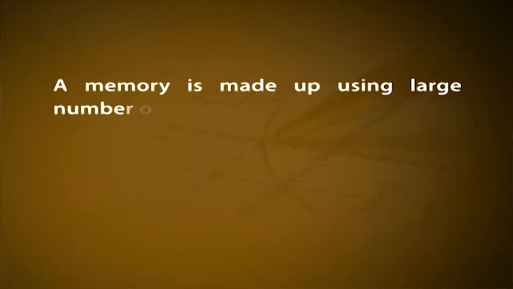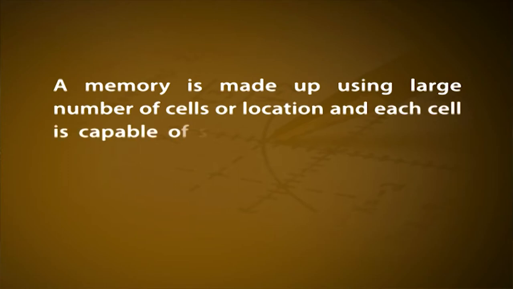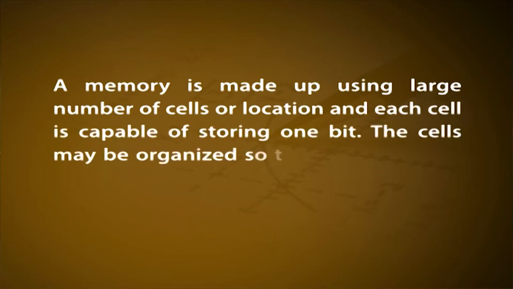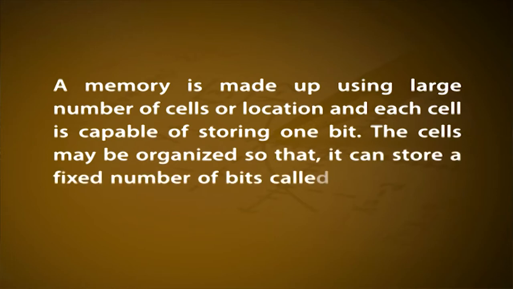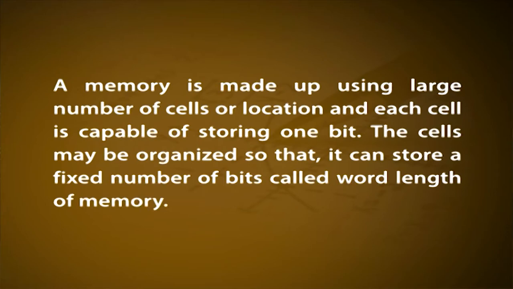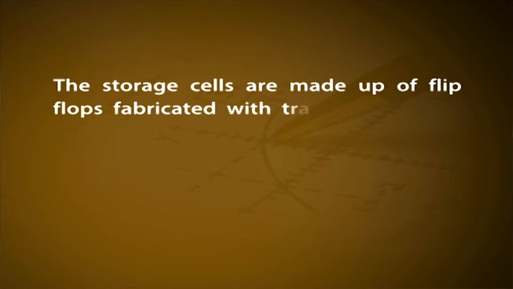Main memory. A memory or store is required in a computer to store programs and the data processed by programs. A memory is made up using a large number of cells or locations, and each cell is capable of storing one bit. The cells may be organized so that they can store a fixed number of bits, called the word length of the memory. Each word has a built-in and unique number assigned to it. The number is called the address of the location and is used to identify the location. Each location can hold either a data item or an instruction, and its address remains the same regardless of its contents.